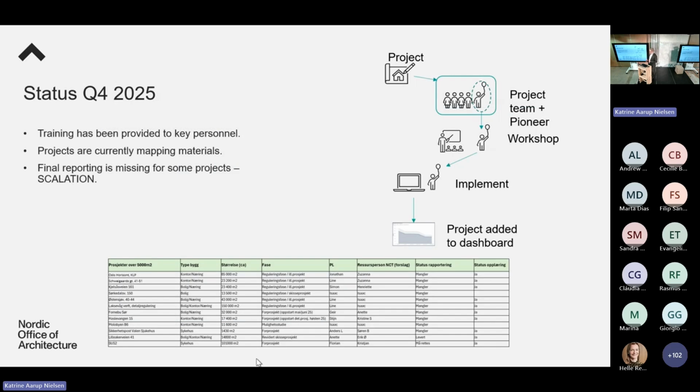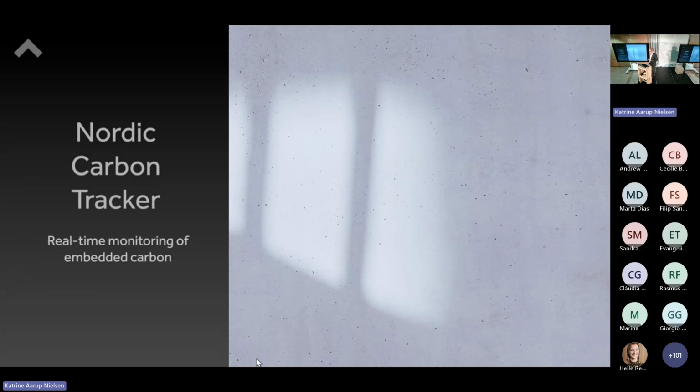So the status now is we've been training most of our staff. The teams are mapping materials, and we are still in a situation where not all projects are going through Nordic Carbon Tracker, but in the near future, we will get there.